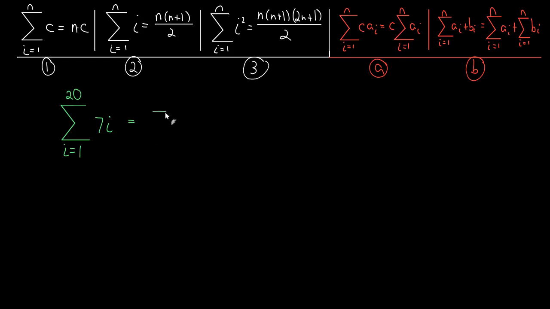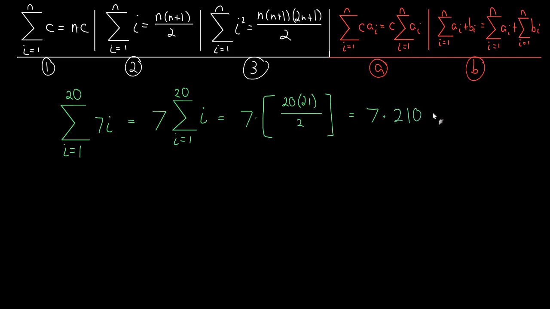So using property A, this is the same thing as 7 times the sum as i goes from 1 to 20 of just i. Okay, and now this piece here we can use formula 2 on. That is just exactly the form of formula 2, so we can use it directly. So, now using formula 2, we have 7 times, and what do we have? n times n plus 1 over 2. So that's 20 times 21 over 2. So that's 7 times, well, 2 divided by 20 is 10, times 21 is 210. Okay, and now what is that? 7 times 210 is 1,470.